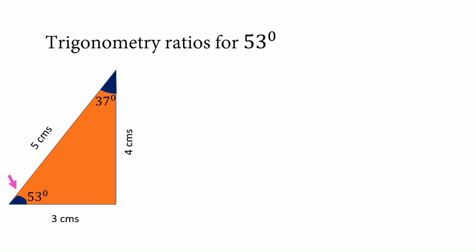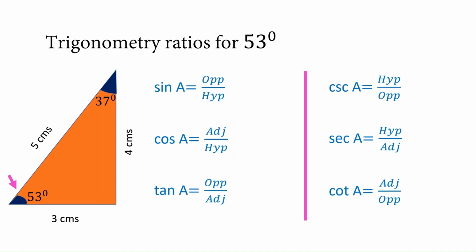We already know the formulas for different trigonometric ratios here. And for 53, the opposite side is 4 and adjacent side is 3. So we'll start with sine 53. Sine 53, opposite by hypotenuse, means 4 by 5. Then cos 53, adjacent by hypotenuse, that is 3 by 5. Tan 53, opposite by adjacent, 4 by 3.